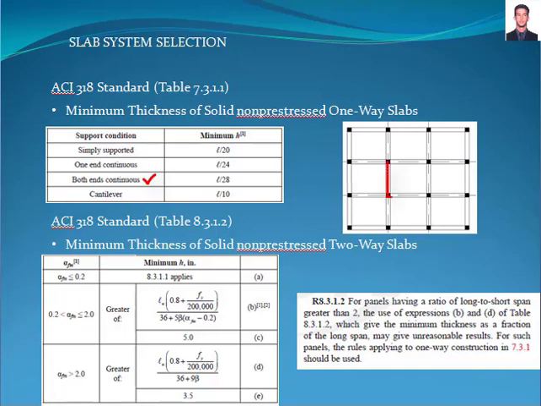The both ends continuous condition is the panel that has both ends continuous in one or two orthogonal directions. For example, this panel complies with this condition. In the X direction it has continuity with the left and the right adjacent panels, and in the Y direction it has continuity with the upper and the bottom adjacent panels.